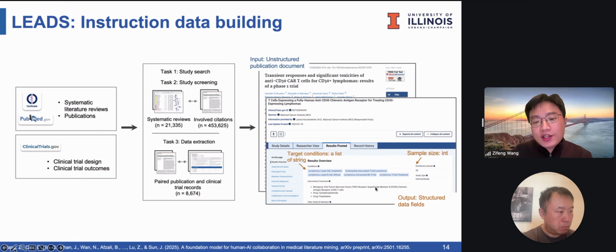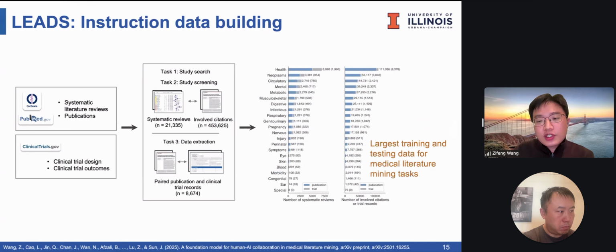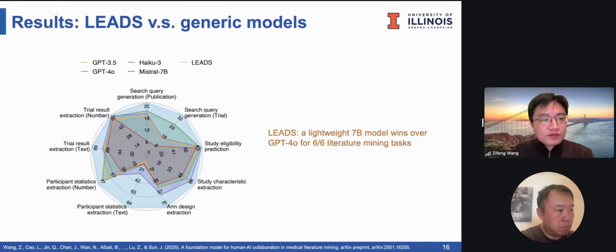So it's quite rich. It has many kinds of target data you can find, like participant flow, the baseline, outcome measures, adverse events, and all those results and study design related information. With this strategy, we can create a very large instruction data set, and it actually has 20,000 reviews and hundreds of thousands of publications and clinical trial records. And this has become, to our knowledge, the largest training and testing data for medical literature mining tasks for search, screening, and extraction.